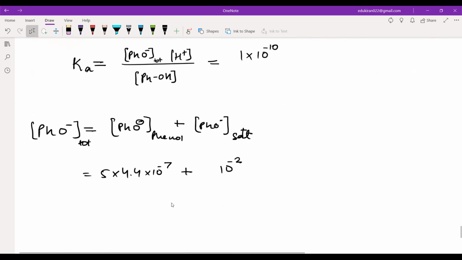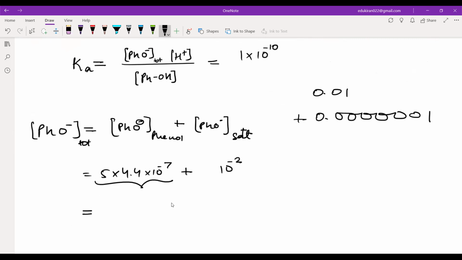So we can tell that since this is very small, 10 to the power minus 7 and 10 to the power minus 2, I am adding 0.01 to 0.000000001. So it is not considerable. So what I will write, the PhO negative total is equal to how much? 10 to the power minus 2.